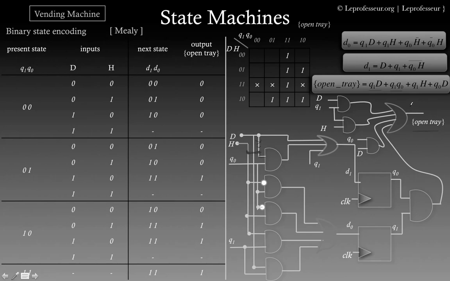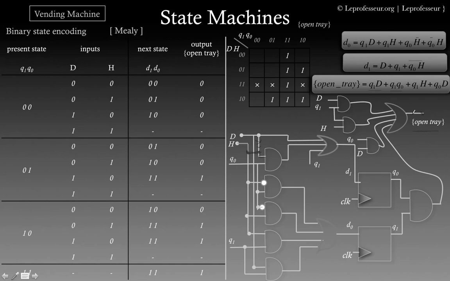output. Okay, now here you notice that for the output function, not only we are making use of states Q0 and Q1, but we are also making use of inputs D and H. It is very important for you to understand this, that now this input is changing, as the input is changing, this output is changing.